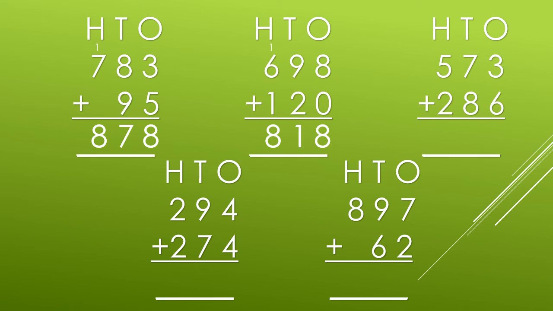In the next example, numbers are 573 and 286. Add the ones. 3 plus 6 equals 9. Write 9 under ones. Now add the tens. 7 plus 8 equals 15. 15 tens means 100 plus 5 tens. So write 5 under tens and carry 100 to hundreds. Now add the hundreds. 1 plus 5 plus 2 equals 8. Write 8 under hundreds. So 573 plus 286 is equal to 859.